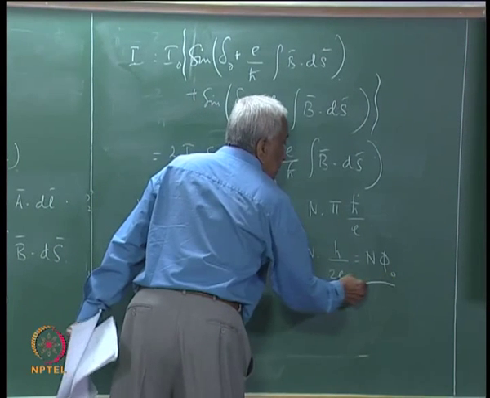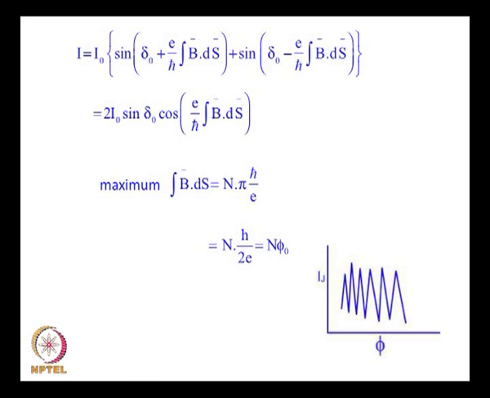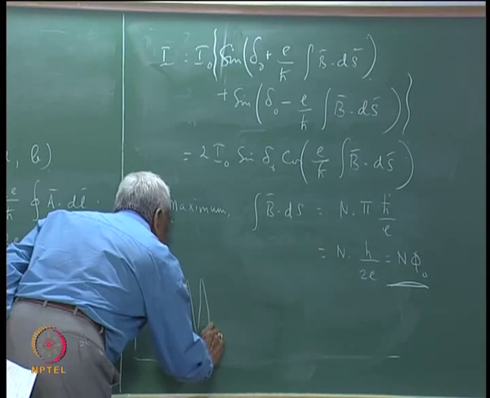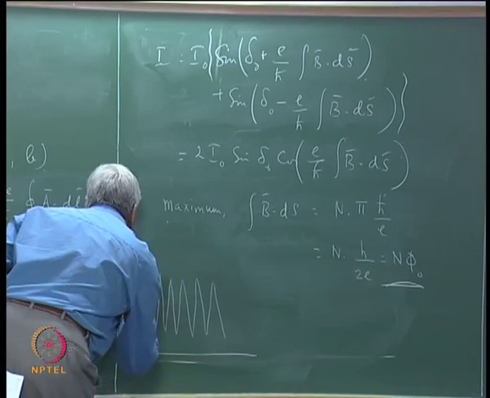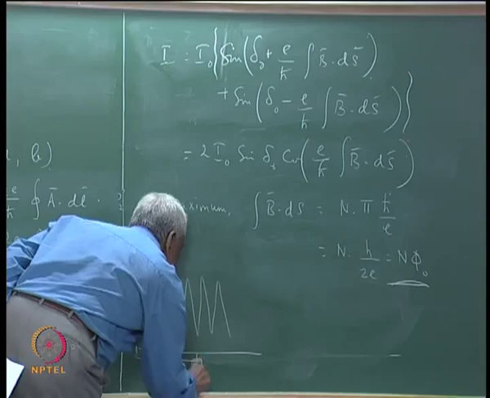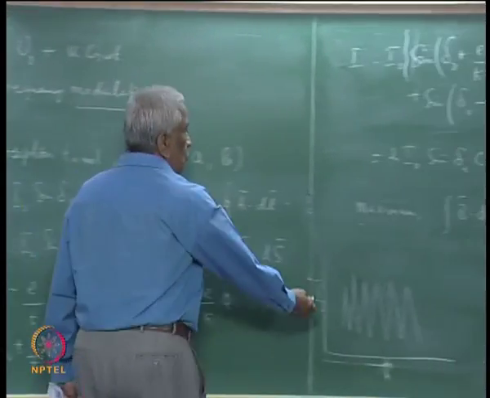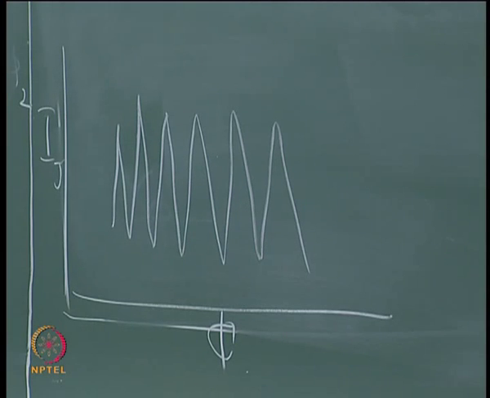So, by controlling this magnetic flux, you can control the phase factor and you will get maxima in the Josephson current. Whenever there is a flux quantum, you get a maximum in the Josephson current, and by measuring the flux corresponding to these maxima, one can measure the flux quantum very sensitively. So, that completes our discussion of the Josephson effect, which is a very important application of superconductors in superconducting electronic devices.